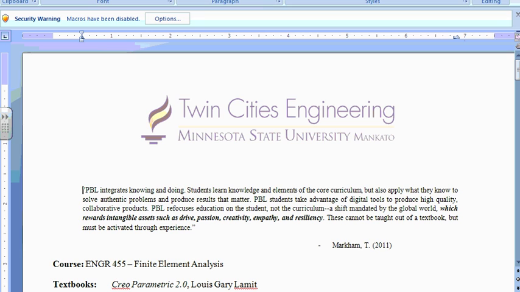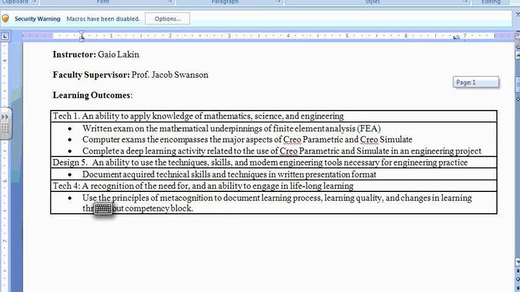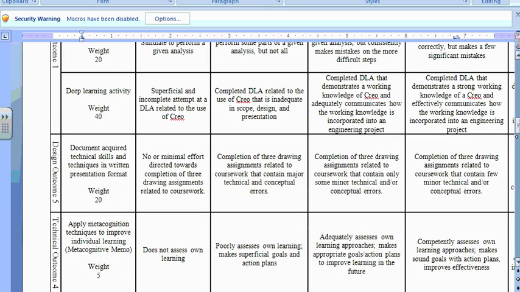Okay, so any questions about the deliverables, the stuff that your grade is based on? Yes.